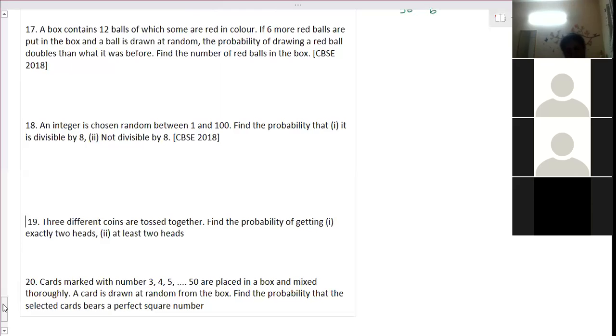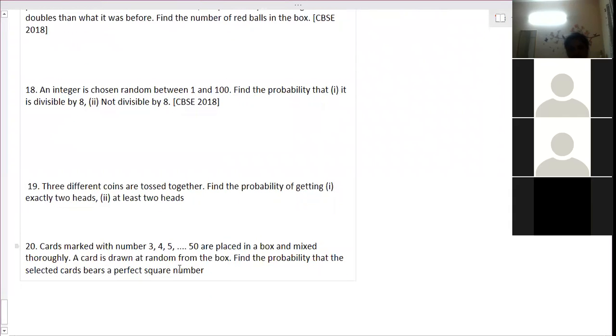I'm getting 1 by 2 and 1 by 2. Which one? 1 by 2. No, it's not 1 by 2. Okay, I don't know.